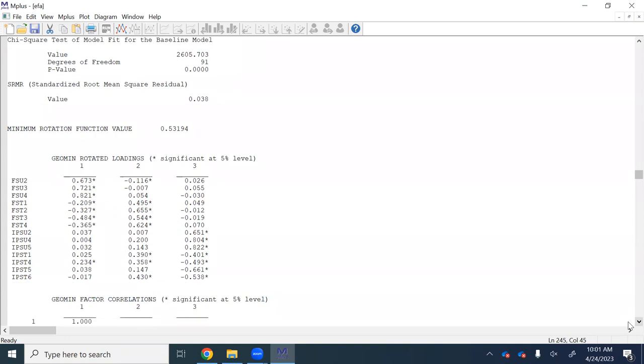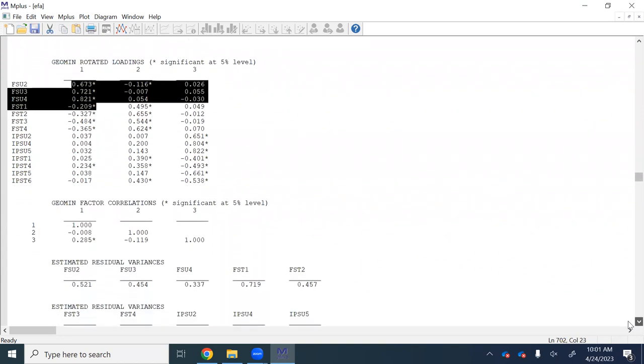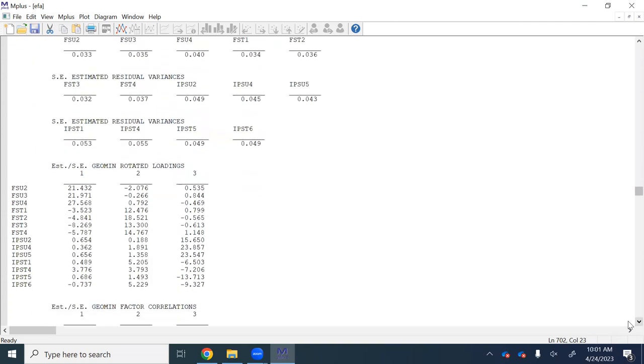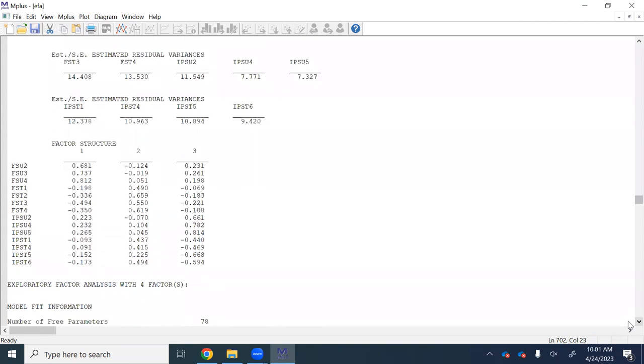Okay. So it's significant at the 0.05 level, let's say that it implies appropriately. So we see that on the first factor, we see a whole scenario. Factor structure, sorry. So we're going to look at the factor structure here.